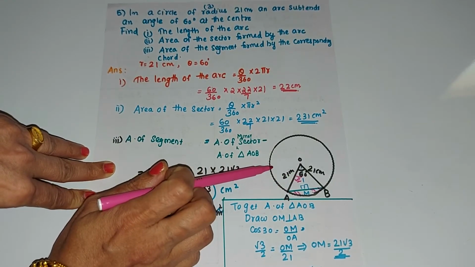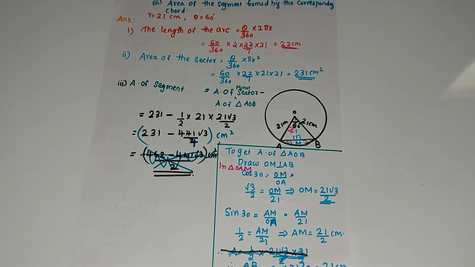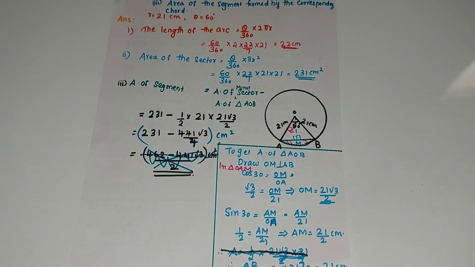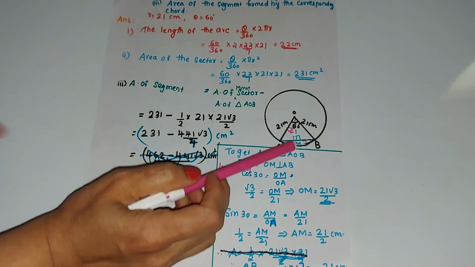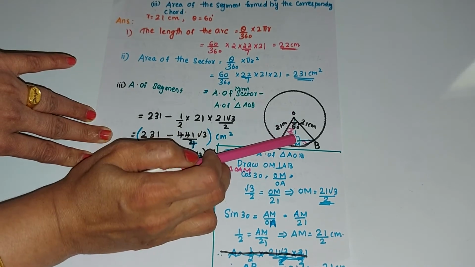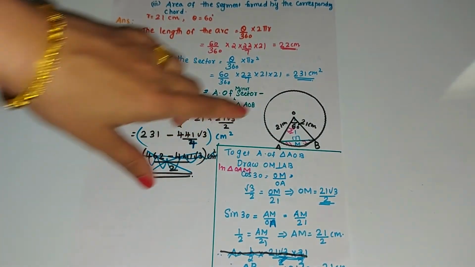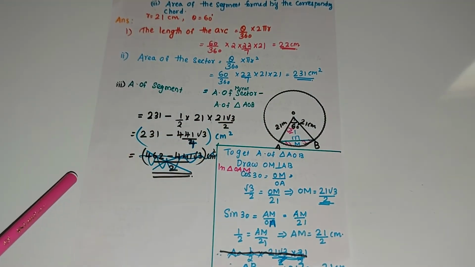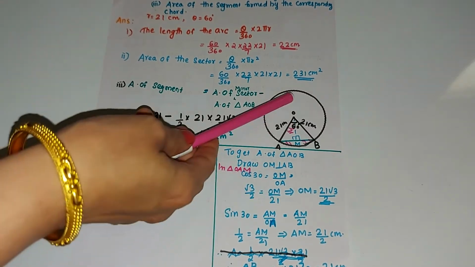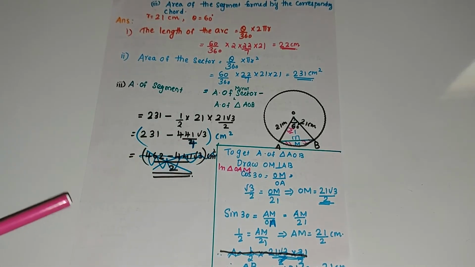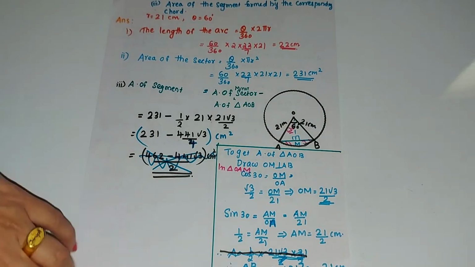In triangle AOM, cos 30. Cos 30 equal to what? Cos 30 is equal to adjacent by hypotenuse. This is 90 degree, so this is hypotenuse. And considering this 30 degree, this OM is the adjacent. So cos 30 equal to OM by OA. The value of cos 30 is root 3 by 2 and it's equal to OM by OA, which is given as 21. So OM by 21. So OM equal to 21 root 3 by 2. So OM we got 21 root 3 by 2. So this is the height of the triangle.